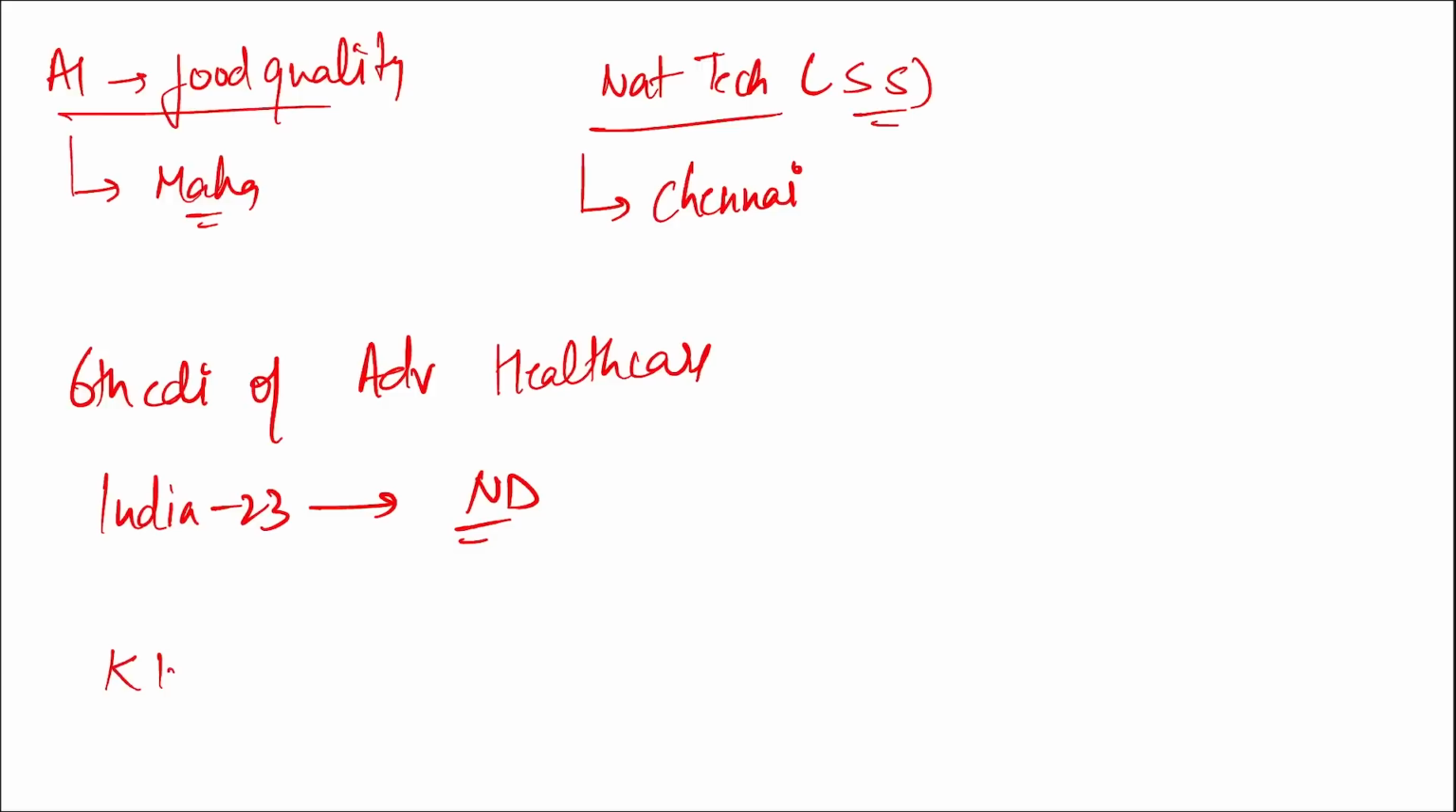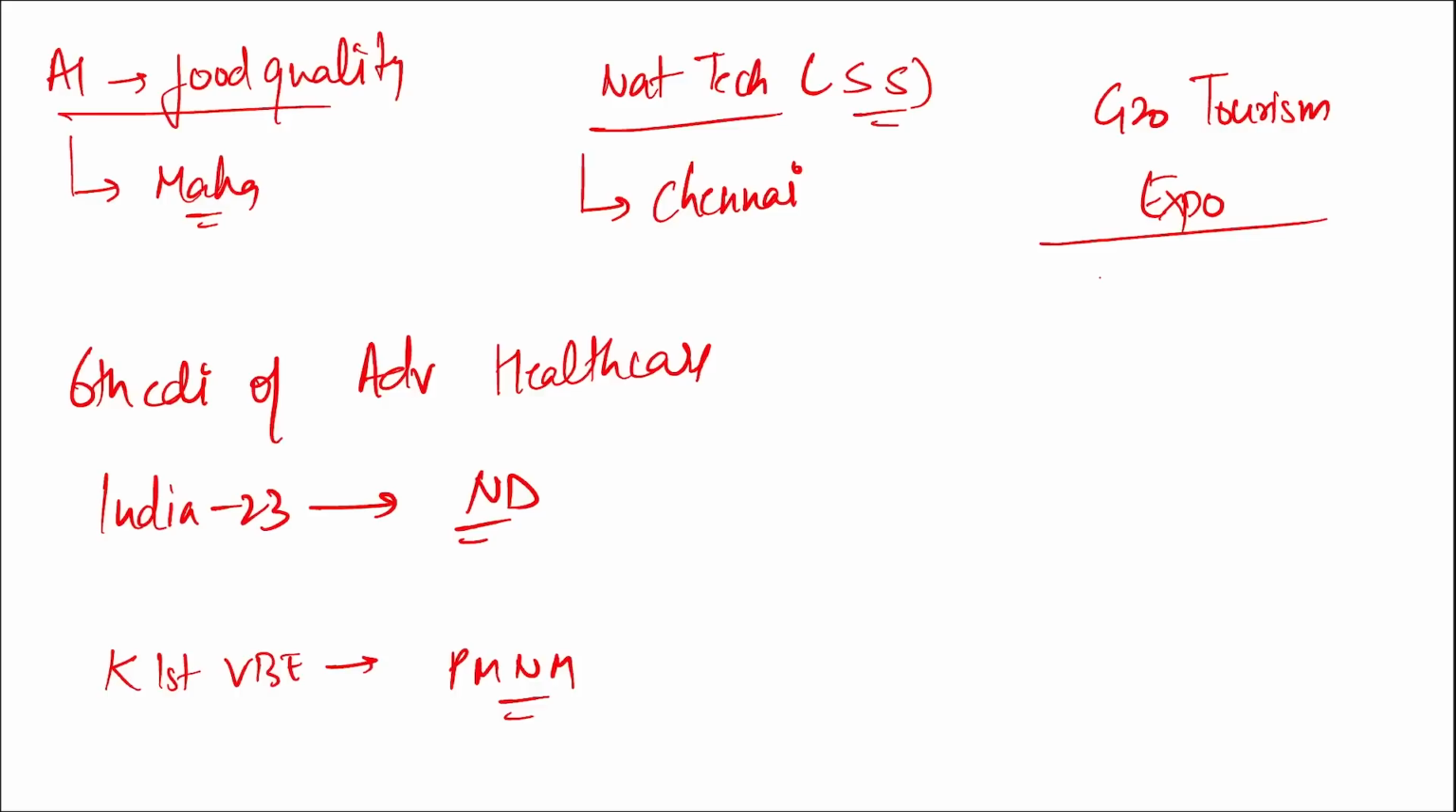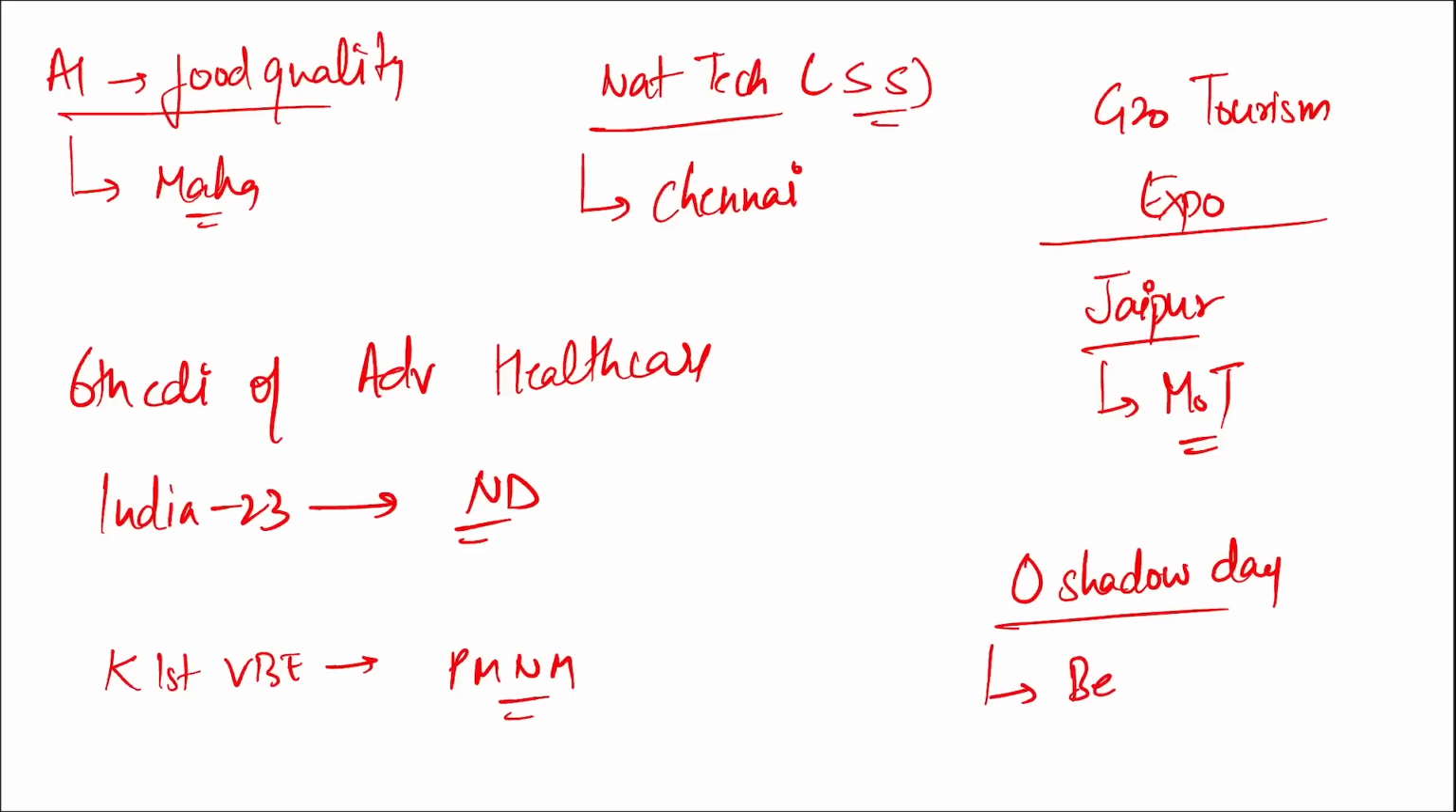Then Kerala's first Vande Bharat Express was flagged off by Prime Minister Narendra Modi. Where was the G20 Tourism Expo held? It was held in Jaipur and it was conducted by the Ministry of Tourism. Right? Next, in which state or in which cities did we observe the Zero Shadow Day? Zero Shadow Day was observed in Bangalore as well as in Hyderabad.